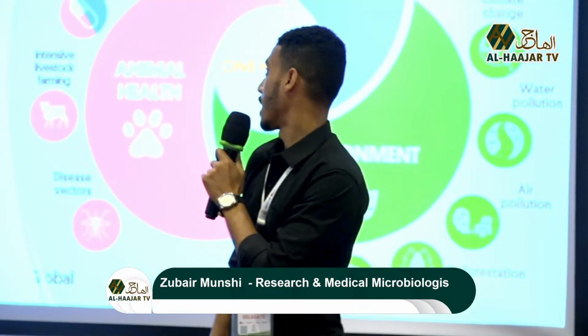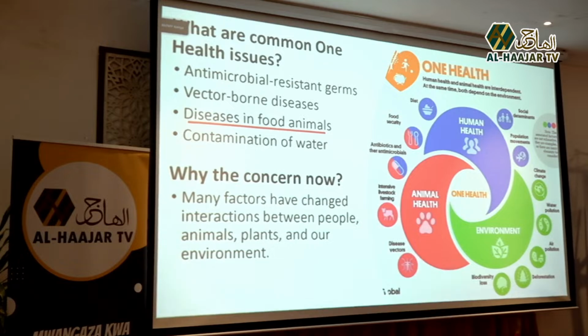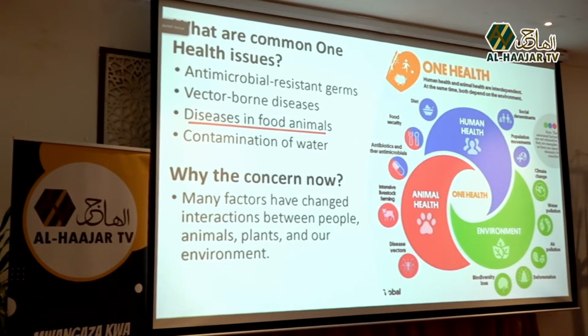So what are the common One Health issues? One Health is a very broad term, although we'll be focusing mainly on antimicrobial resistance, but essentially it looks at all diseases or issues that plague all three facets of One Health: your environment, your humans, and your animals. So we have antimicrobial resistant germs, your bacteria, to which Dr. Maj has given a few examples.